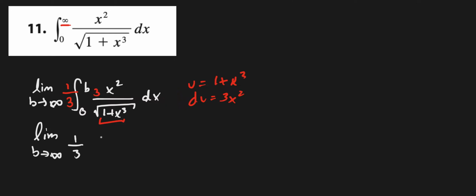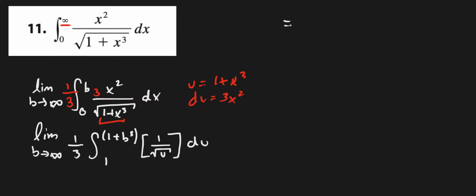It's 1/3 times the integral, where the upper bound becomes 1 plus b cubed, and the lower bound, 1 plus 0, is just 1. And then 3x squared dx is du. And then this just becomes 1 over root u. Sorry, 1 over root u. I was confused for a second. And then this is du.